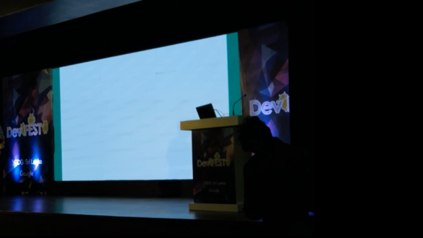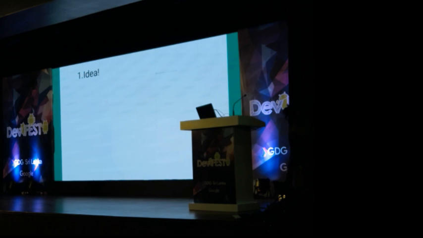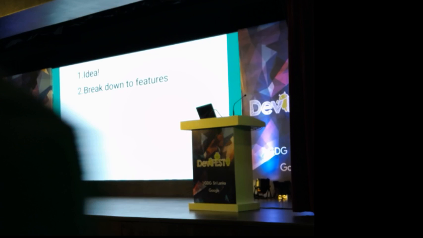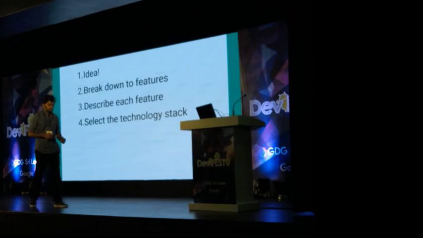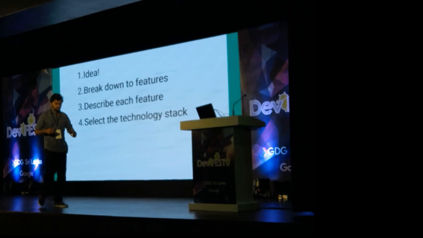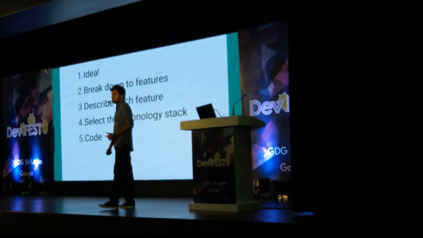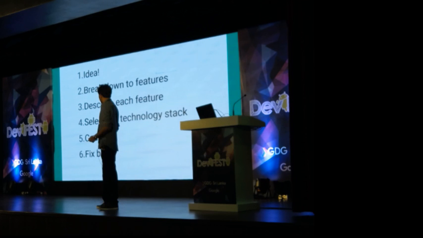First, you have to have an idea. Then you break down the idea into different parts or features, right? And then you describe each feature, what is feature 1, what is feature 2, and then you select what technology stack you're going to use. If it's a mobile app, it's going to be different. If it's a web app, it's going to be different. So you have to select the best technology stack. Then you have to code. Then fix bugs after testing, then release. Simple 7-step process, right? So this is how a lot of people do it.